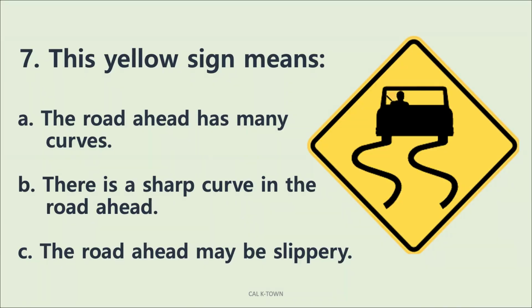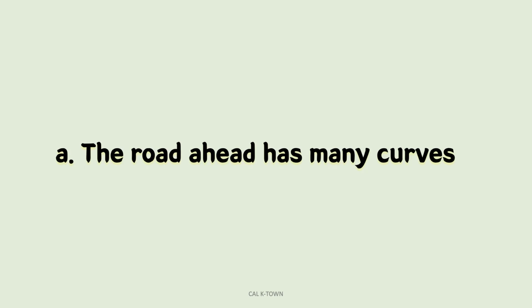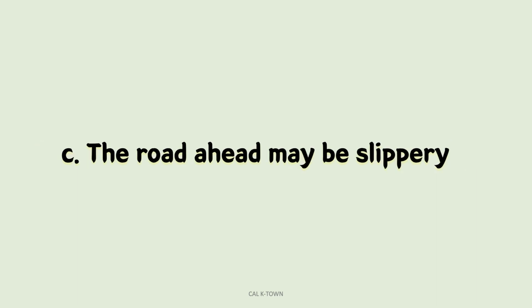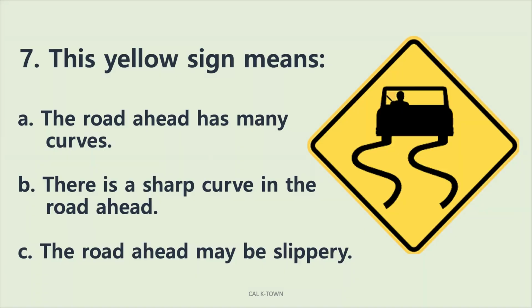7. This yellow sign means: A. The road ahead has many curves. B. There is a sharp curve in the road ahead. C. The road ahead may be slippery.